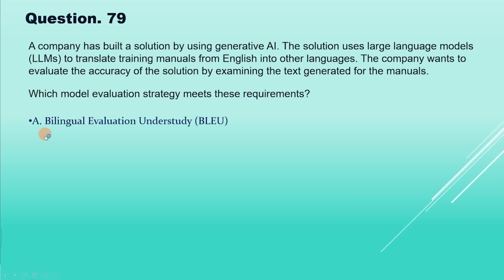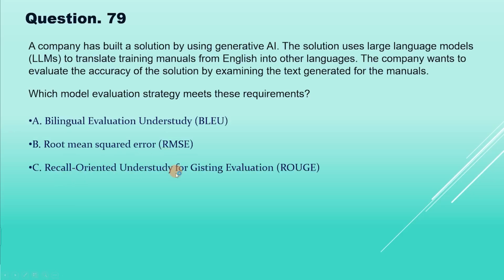Here are the options: Option A, bilingual evaluation understudy, BLEU. Option B, root mean squared error, RMSE. Option C, recall oriented understudy for gisting evaluation. Option D, F1 score.